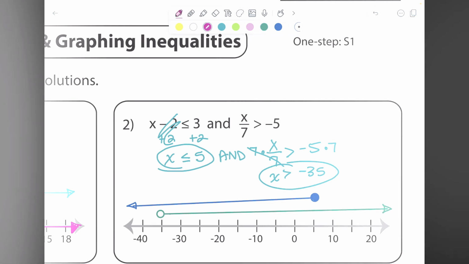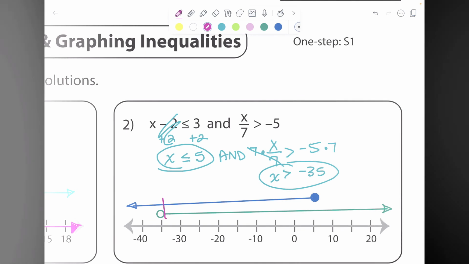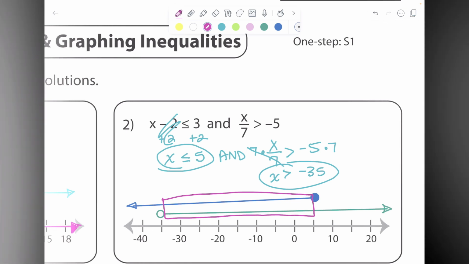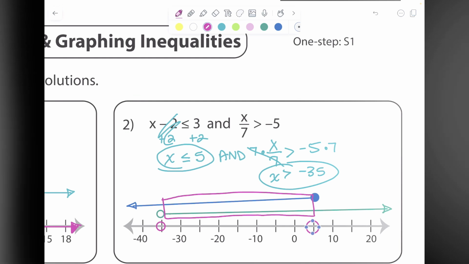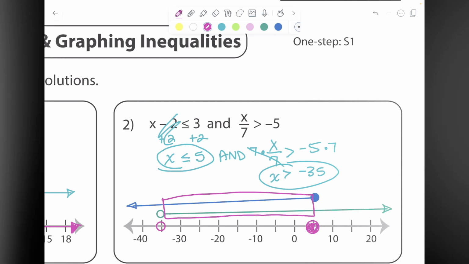So the solution is going to be what they have in common. So where's the overlap? Notice that both of them have lines in that section right there. So that means the final answer is going to be this open circle, this closed circle, and then everything between.